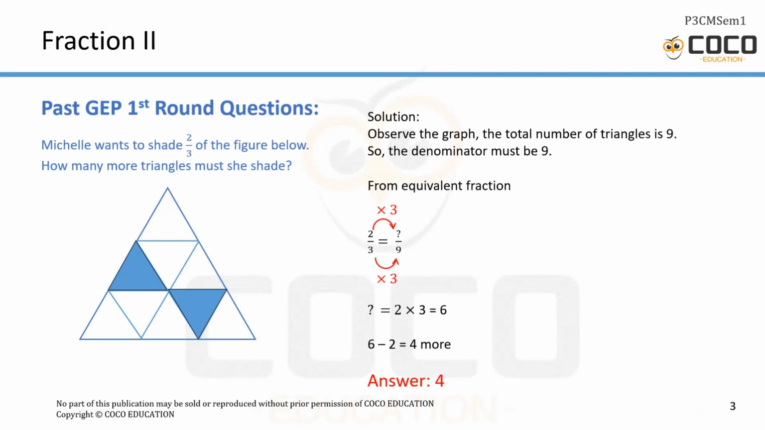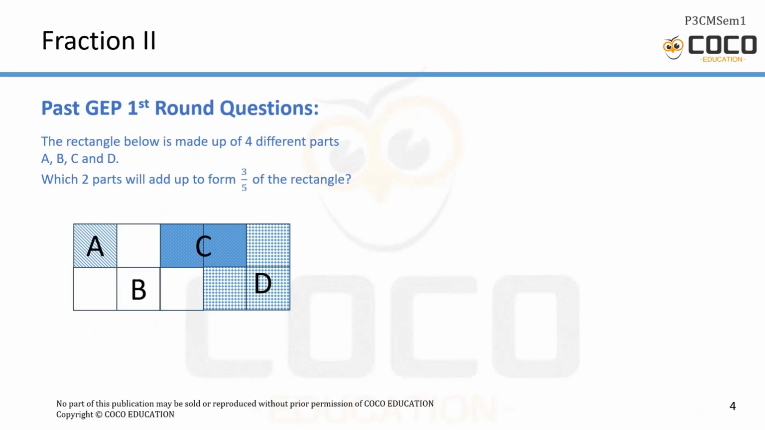But sometimes the question will be a little bit harder, like this question. Okay, they give you different regions of the shape, correct? They are called A, B, C, D. Okay, so for these 4 different parts, the question says which 2 parts will add up to form 3 over 5 of the rectangle. Okay, so in order to form the 3 over 5, let's look at this one.